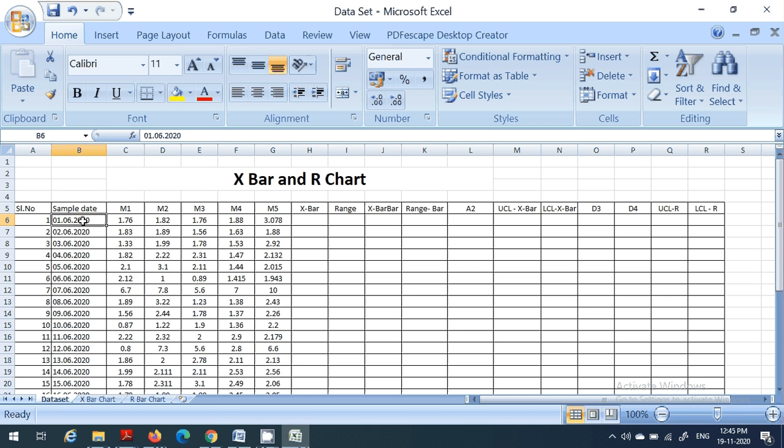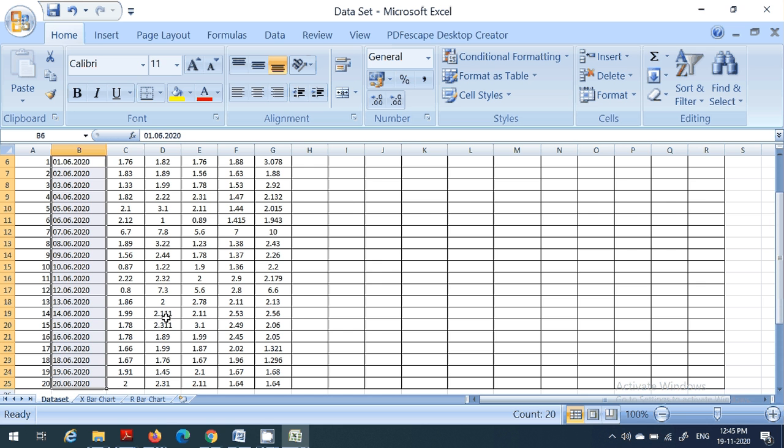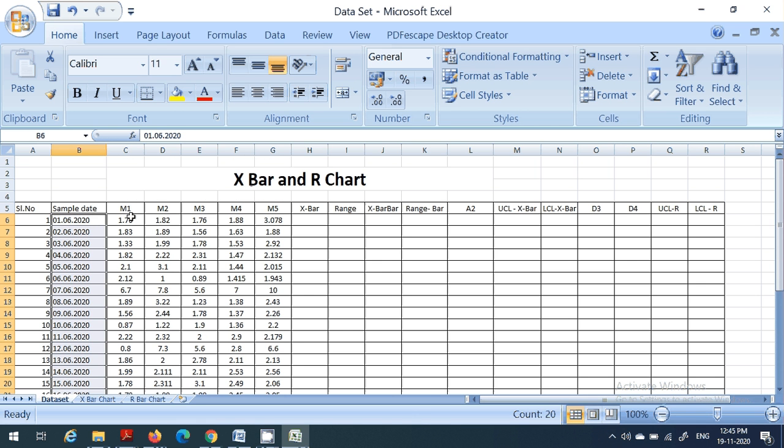Here I have taken 20 different data sets on different dates. Let's say there is a production company, and I have taken a production process. During the process of production, I have taken 5 different samples on each particular date. Every date I have taken 5 different samples.